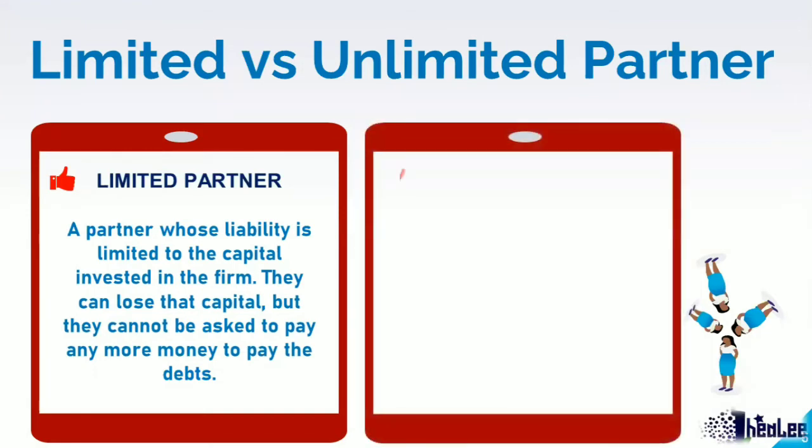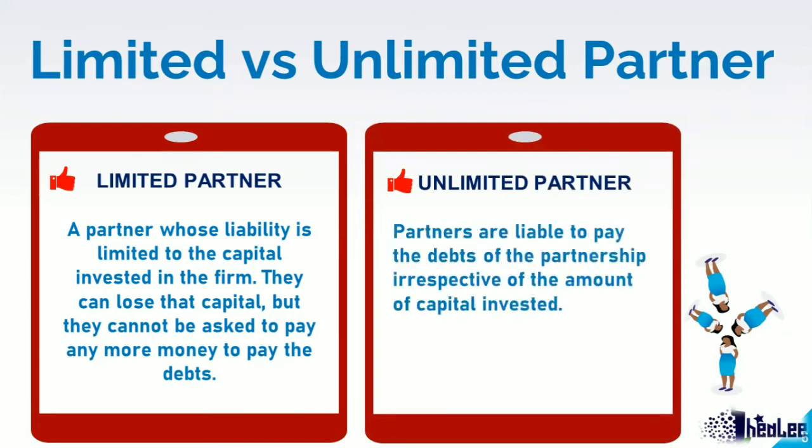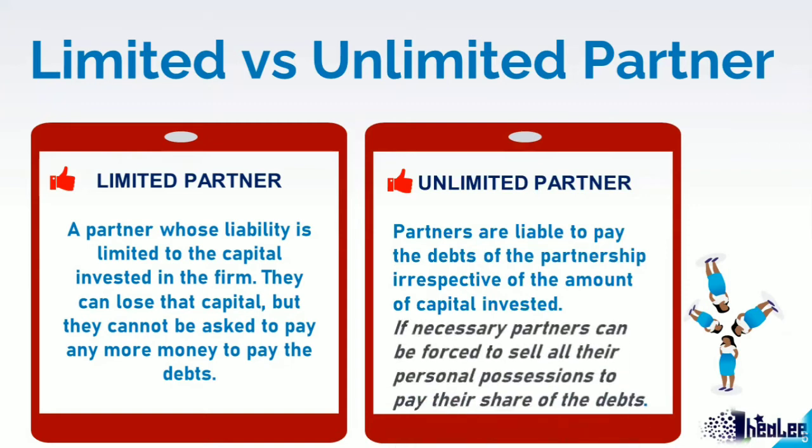Now for the unlimited partner, these are partners that are liable to pay the debts of the partnership irrespective of the amount of capital that they have invested. So the debts that are there in the business, they would be required to cover those debts. Now, if necessary, partners can be forced to sell their personal possessions to pay their share of the debts.